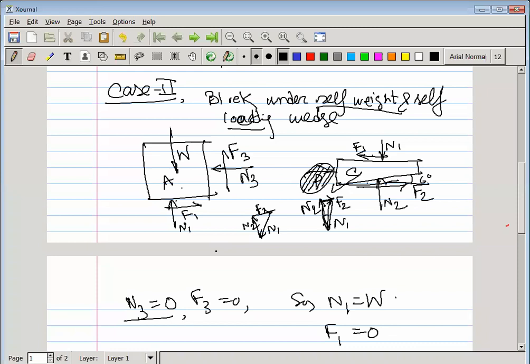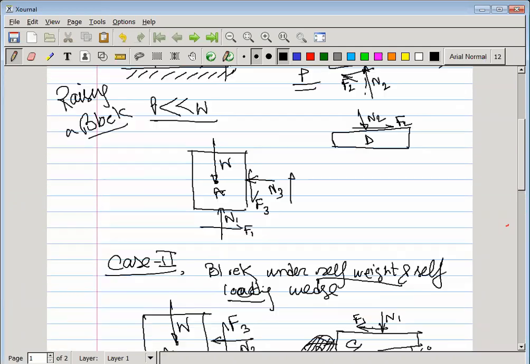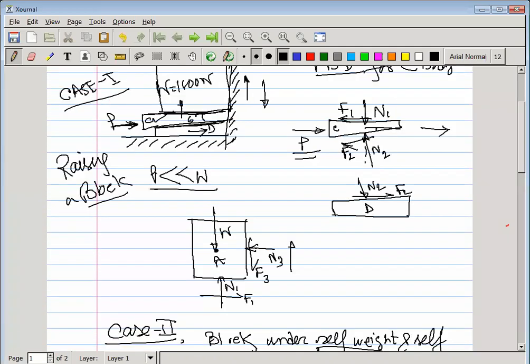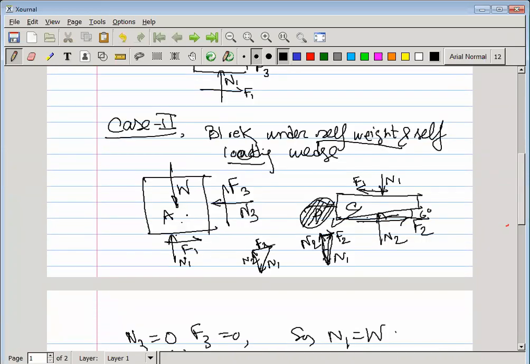So if we restrict this block A from moving in a downward direction, the friction is in the opposite direction. So that's why here the friction is in the upward direction, wall friction. You can see in the previous case the wall friction was in the downward direction as this block moved upward. But here the block wants to move downward, but we have to restrict this, so the friction is in the upward direction.